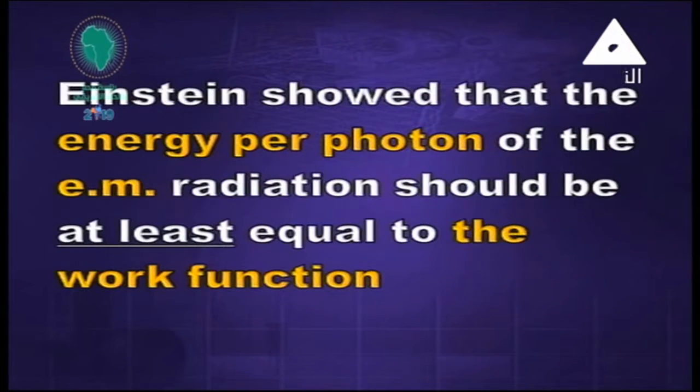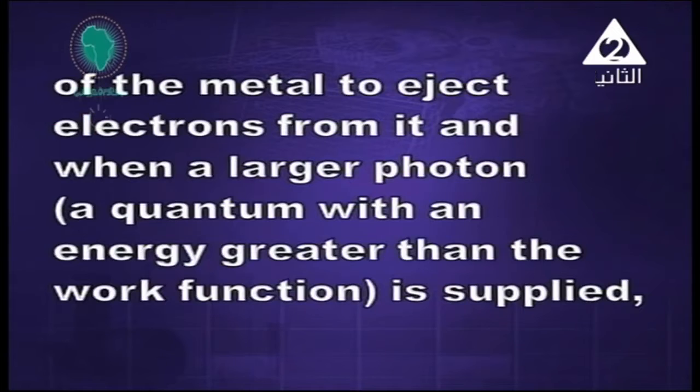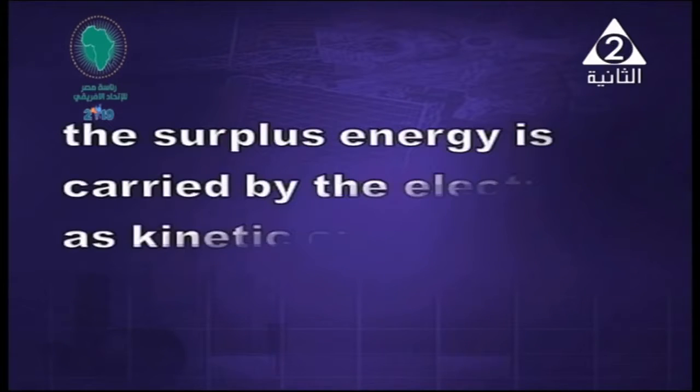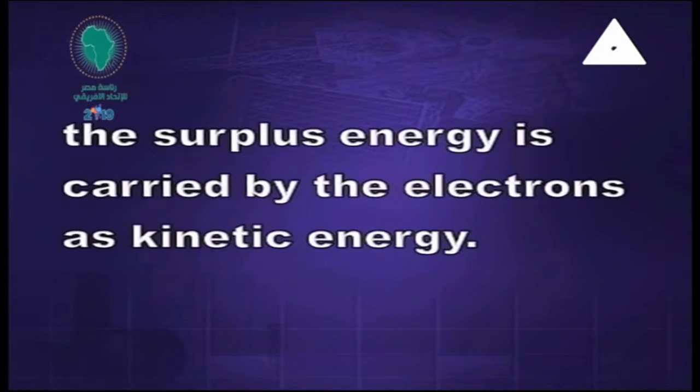So Einstein showed that the energy per photon of the electromagnetic radiation should be at least equal to the work function of the metal to eject electrons from it, to extract electrons from it. And when a larger photon, a quantum with an energy greater than the work function is supplied, what happens? The surplus energy is carried by the electrons as kinetic energy.